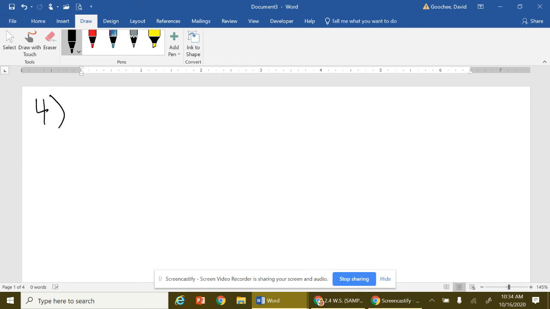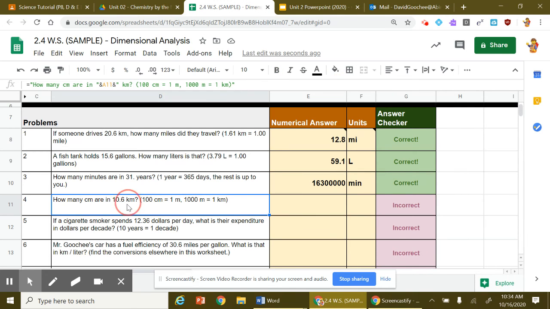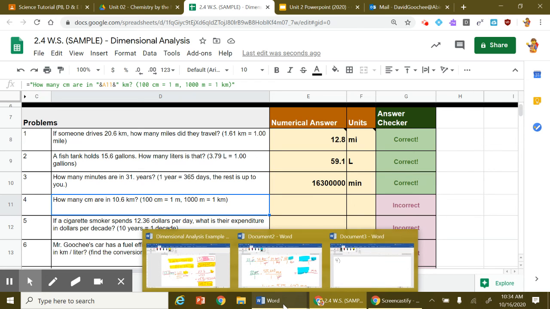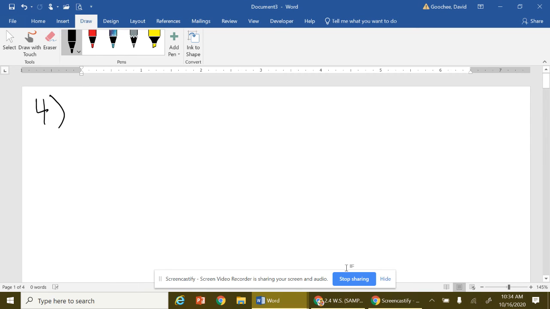Okay, so how many centimeters are in 10.6 kilometers? That's what my worksheet shows. How many centimeters are in 10.6 kilometers? Again, yours will be different because you're using a different number. But in this case, the known value is 10.6 kilometers.